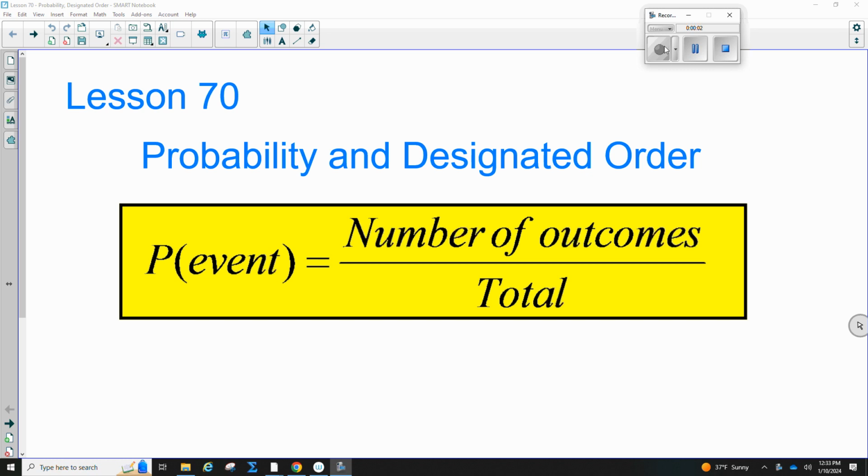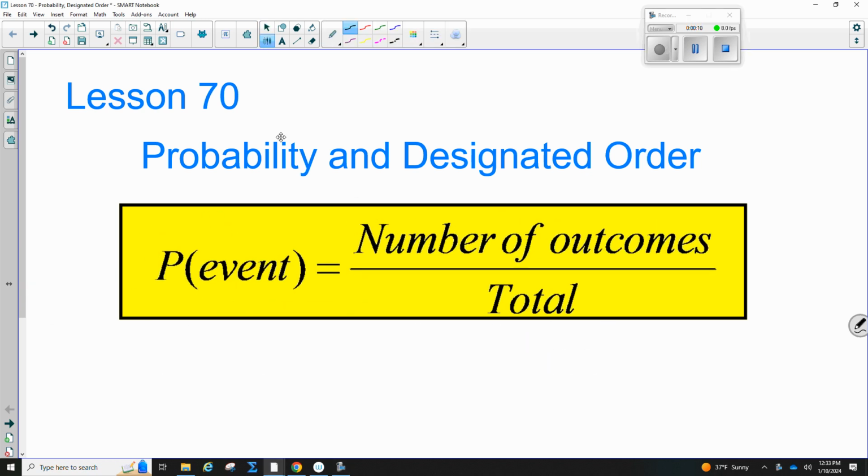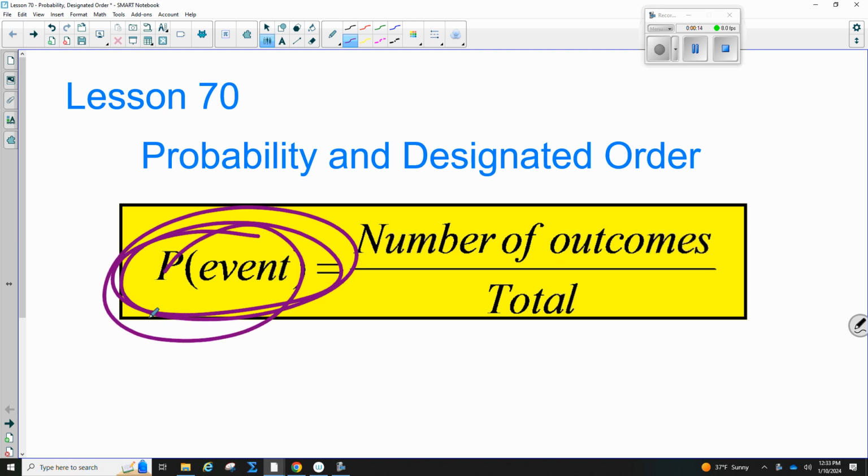Lesson 70, probability and designated order. All right, you always need to write this P of part. The P of part is part of the points on the test. So make sure you do P of whatever we're talking about. And then probability of something occurring, whatever you're talking about, out of the total. Number of outcomes out of the total.